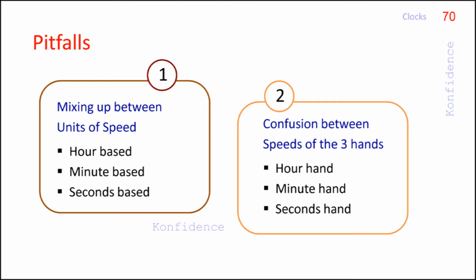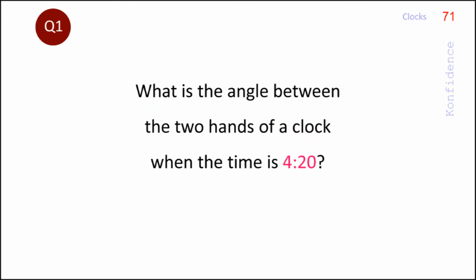We are now clear of the basics. Now, let us try and solve a couple of typical problems based on clocks. Question 1. What is the angle between the two hands of a clock when the time is 4:20? There are three approaches to this question. Here is a note of caution. Learn one method and the others will naturally occur to you in course of time.